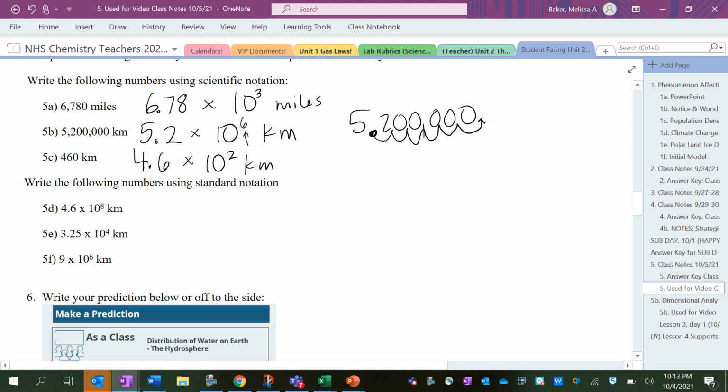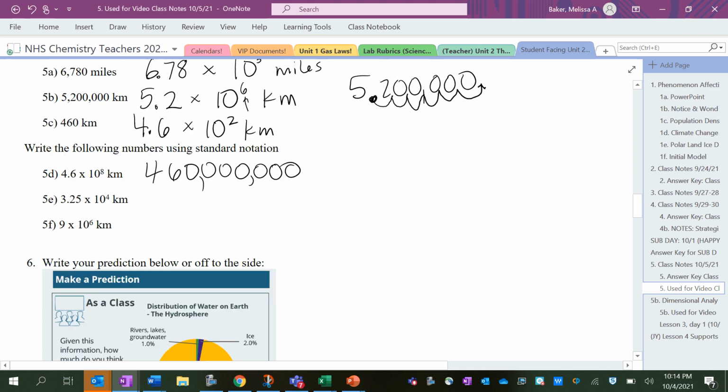And then writing out the numbers in standard notation, you usually just have to add a lot of zeros. So 4.6 times 10 to the 8th, that means I'm going to need 7 zeros. And then I always like to double check. Okay, if the decimal were here, it would be 1, 2, 3, 4, 5, 6, 7, 8. So that's right. Oops, I'm going to erase this. Okay. 3.25 times 10 to the 4th. So that would be 32,500. Oops, don't forget your units.